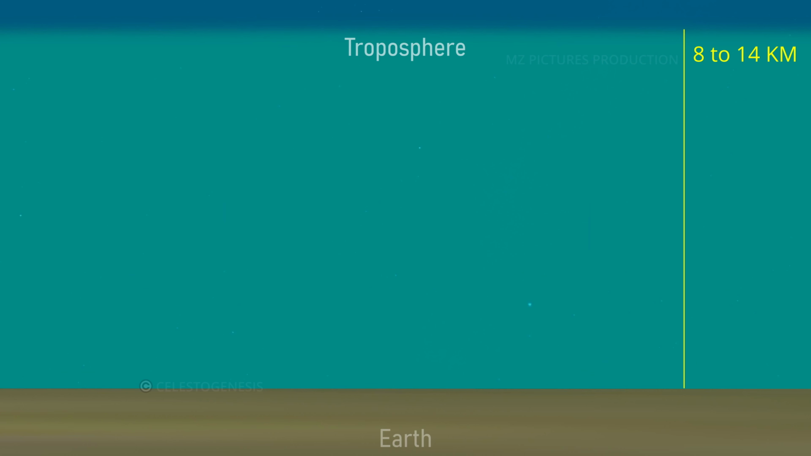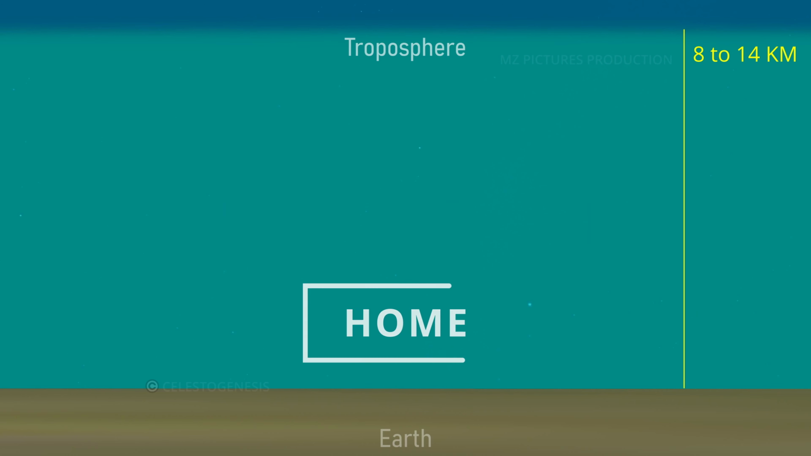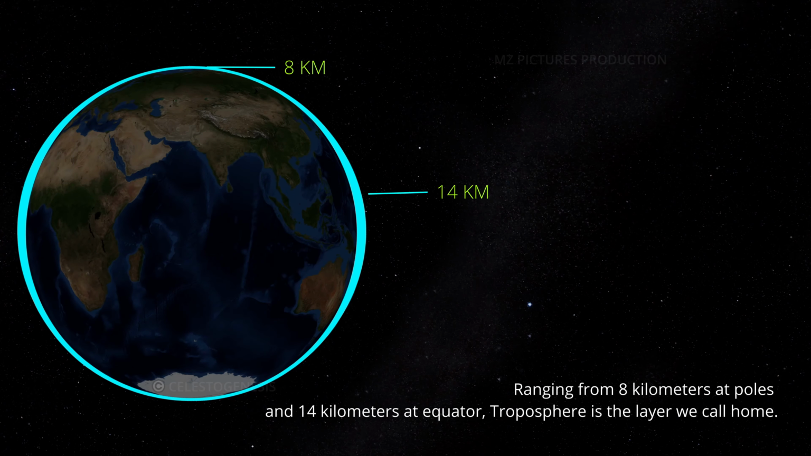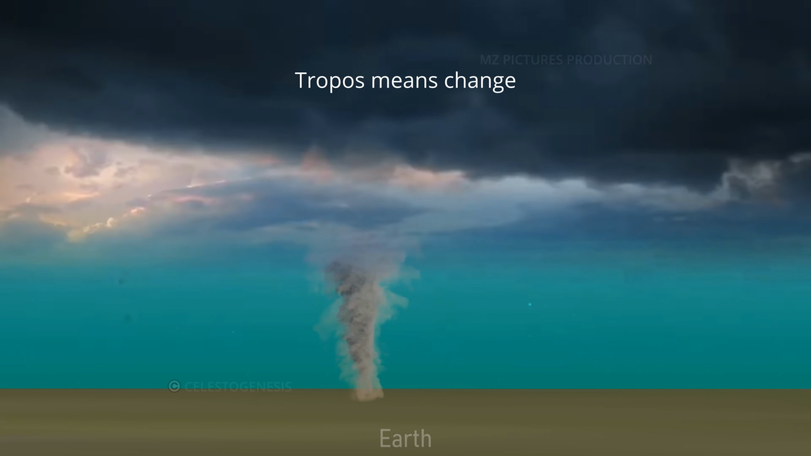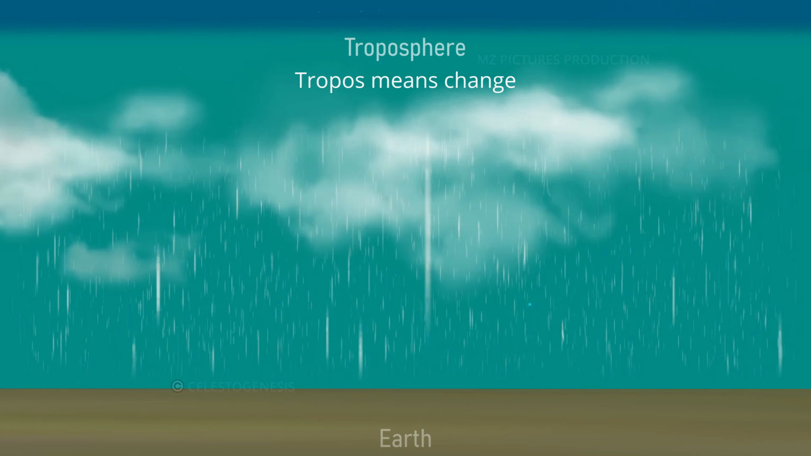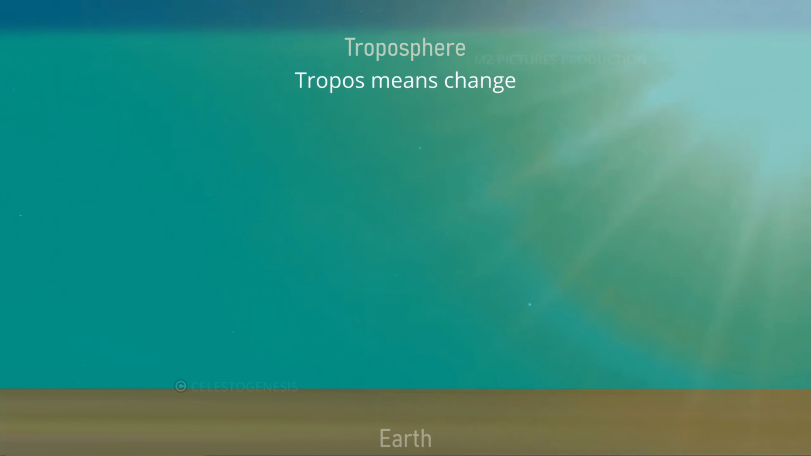Closest to the surface of Earth, ranging from 0 to 14 kilometers in altitude, troposphere is the layer we call home. Its thickness varies from up to 8 kilometers at poles and 14 kilometers at equator. Tropos means change. This layer gets its name from the weather that is constantly changing and mixing up the gases in this part of our atmosphere.